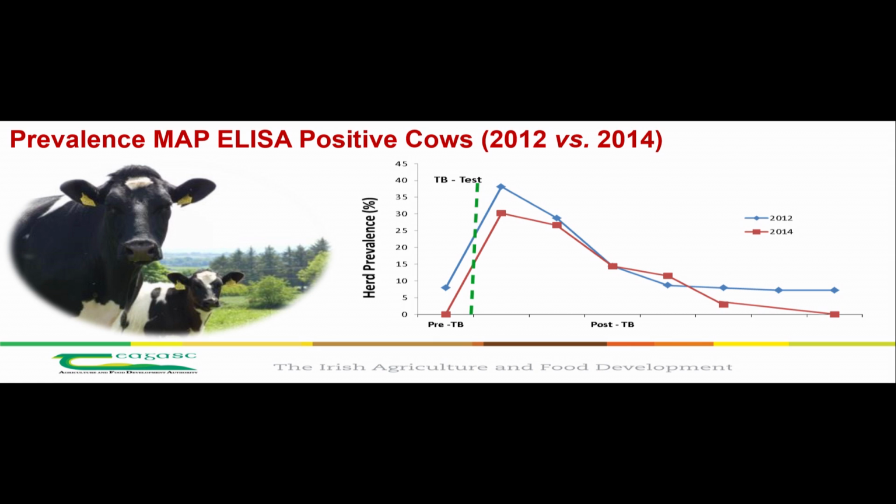In 2014, as I mentioned previously, the entire herd was testing ELISA negative before the administration of the skin test. However, once again, following the skin test, there was an increase in the prevalence of MAP ELISA positives. This peaked at 30% of the herd testing MAP ELISA positive on day 10. This decreased sequentially thereafter until day 91, when the entire herd was testing ELISA negative once again.